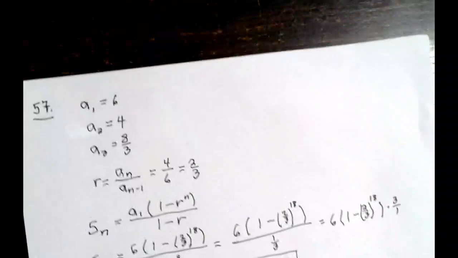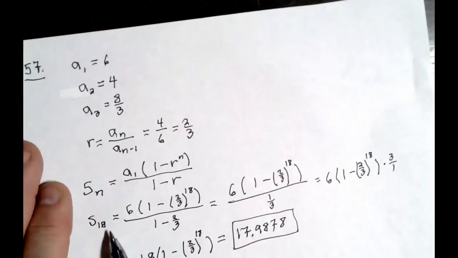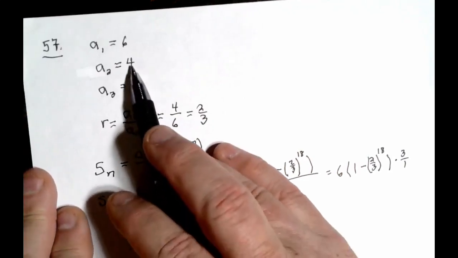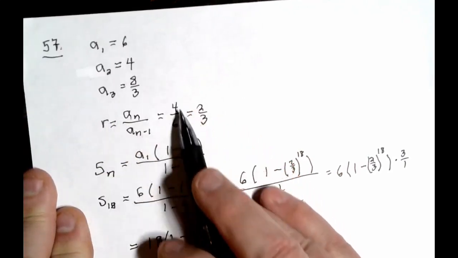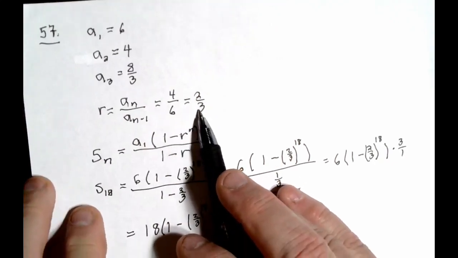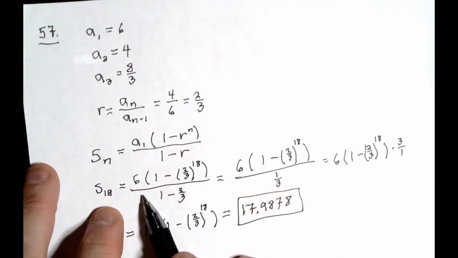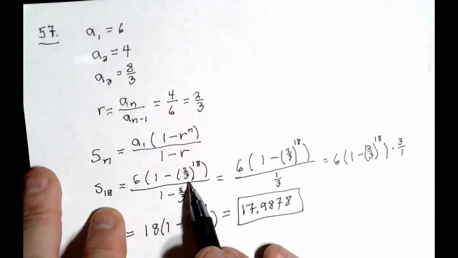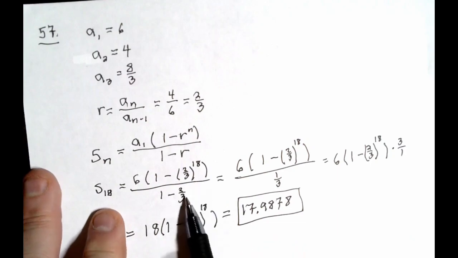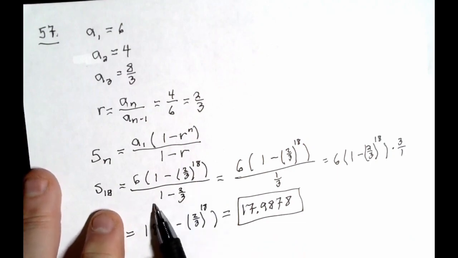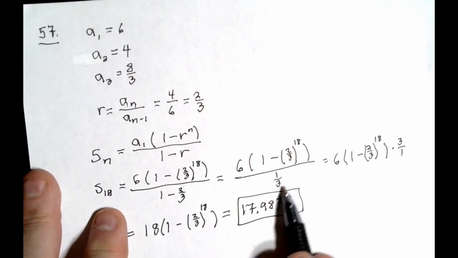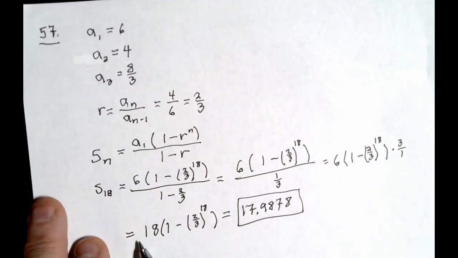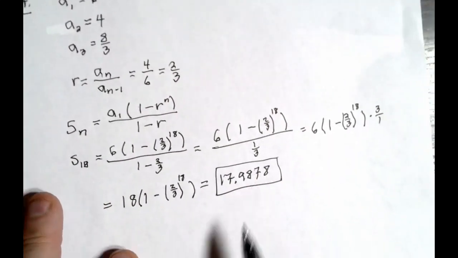Okay, and then 57. They ask you to find the sum of the 18 terms, and they give you the first, second, and third. So again, to find R, you take any term and divide it by the previous one. 4 divided by 6 is 4/6 or 2/3. There's your R. And we know N is 18. A1 is 6 from up there. 2/3 is your R, 18 is your N, and 2/3 is your R. 1 minus 2/3 is 1/3. Flip it and multiply it, and so you really have 3 times 6 times this guy, or 18 times this guy, which gives you a little under 18.